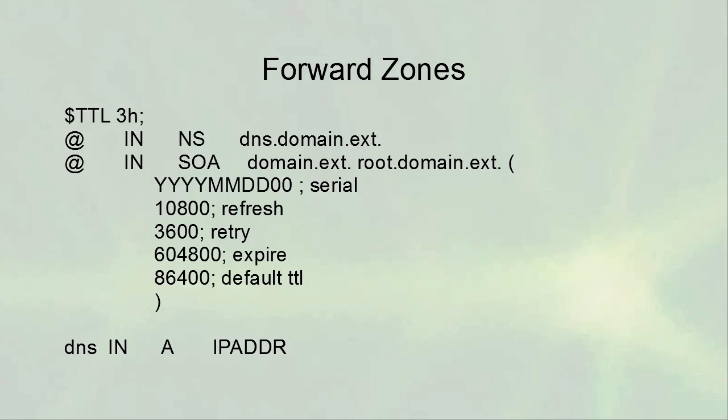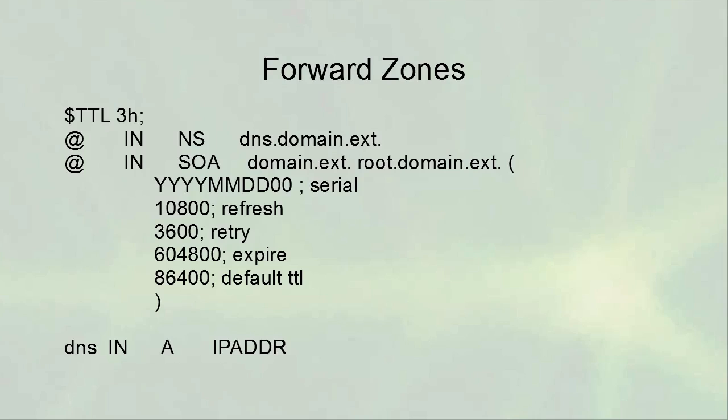But we can see the very top line right there is $TTL 3H, which basically means your time to live for each of your entries is 3 hours. That's the default time, but it can be overridden and changed. And then you can see the @ sign.